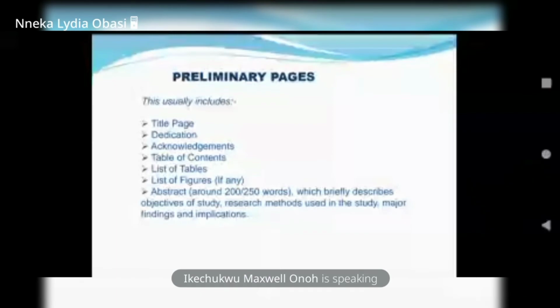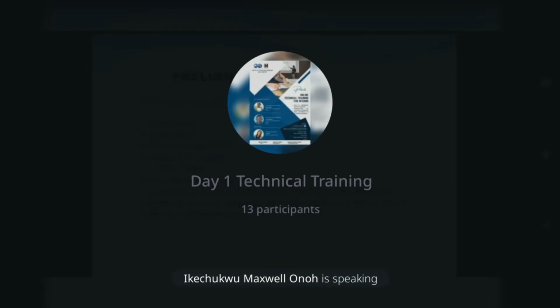The first component, which is the preliminary pages, contains your title page. The next page will be your dedication page. Though I forgot, after your title page, we have what we call approval page or certification page, where you will claim that this work was done by you and it is original. You will sign, so that if you fall into plagiarism problem, we will hold you responsible.